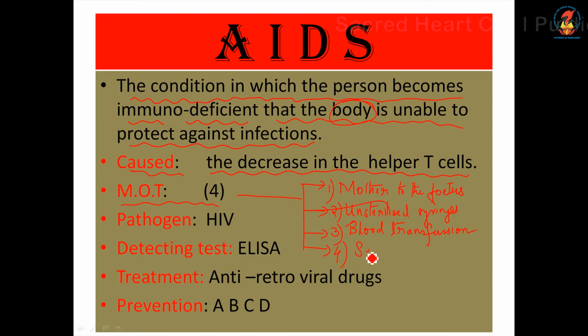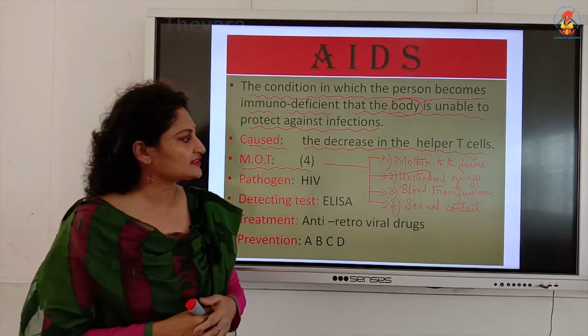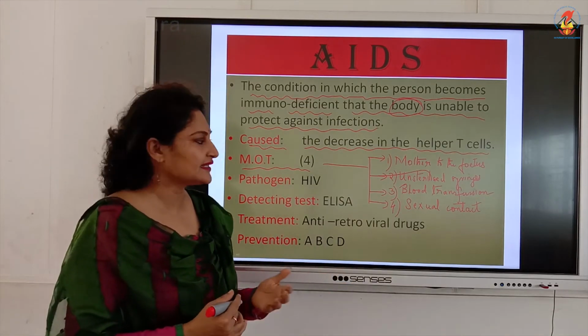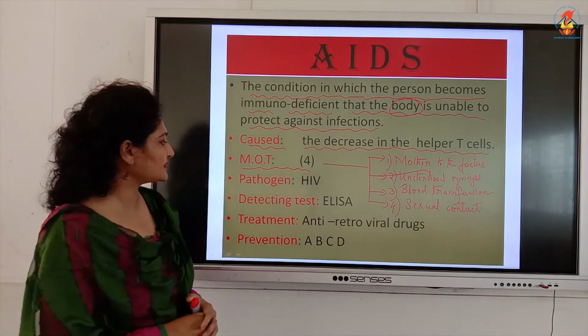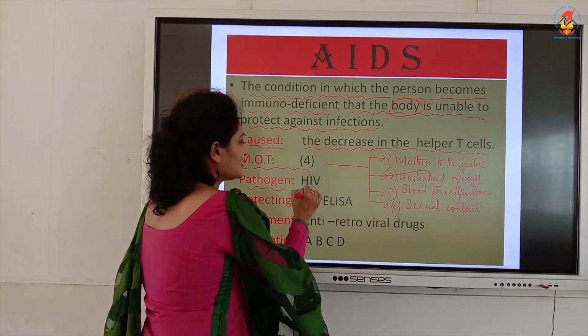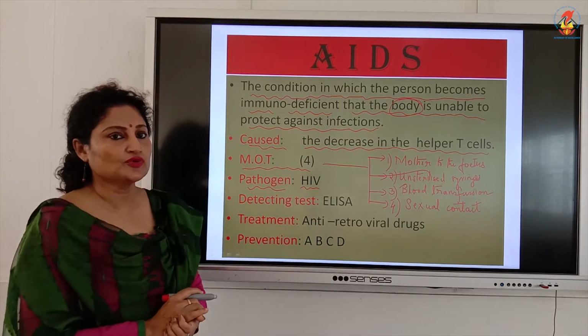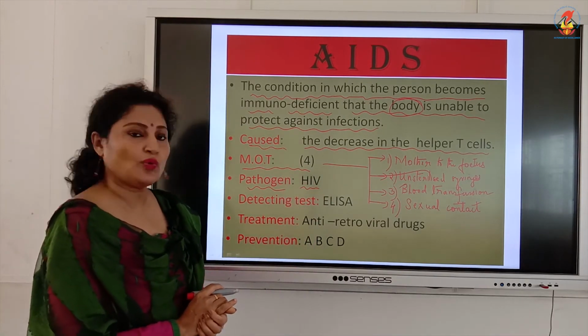And 4, sexual contact. So, these are the 4 methods or modes of transmission of the virus that cause AIDS: from the infected mother to the fetus, due to the use of unsterilized syringes or medical gadgets, then blood transfusion, and finally due to sexual contact. The pathogen is HIV, it stands for human immunodeficiency virus.